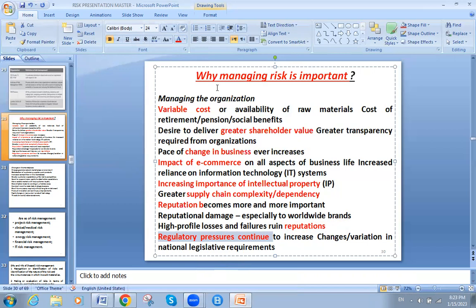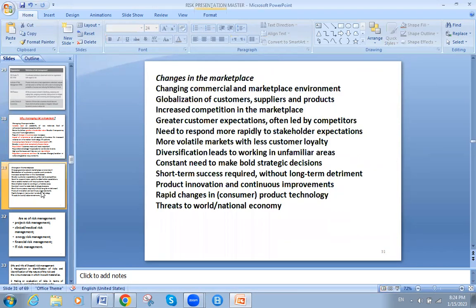So what is in red is why we manage the risk. The answer is those in red: for the variable cost of a company, to control the costs, greater shareholder value, change in business, impact of e-commerce, increasing importance of intellectual property, supply chain complexity, and reputation, also under regulatory pressure in countries. That's why we care about the risk.